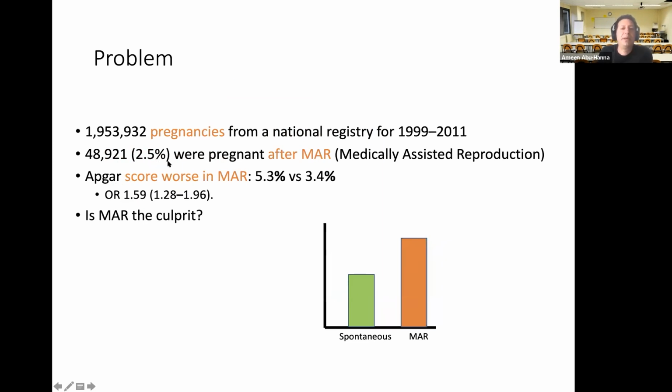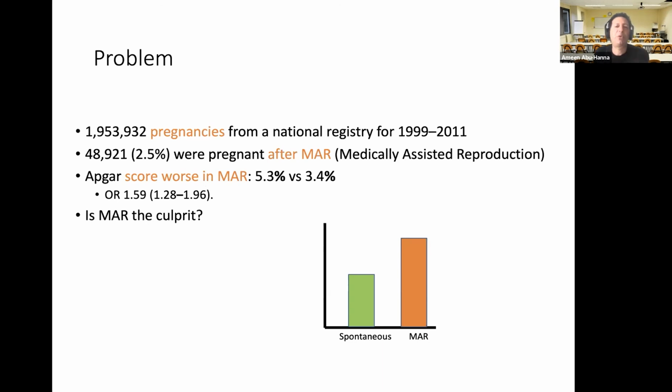2.5% of them were pregnancies due to MAR, medically assisted reproduction. So technology was used. And the outcome was the UPGAR score. The UPGAR score is a score of the health of the baby taken about 5 minutes after birth. And we categorized it, we made it simple.